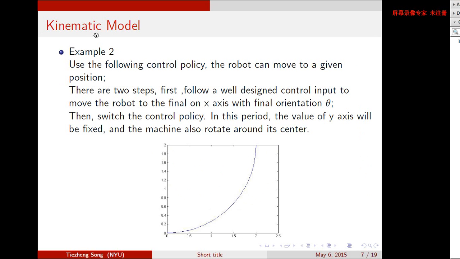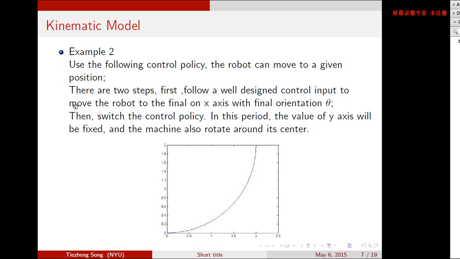There is another example about how to move this machine from the original point to the final configuration. In this case, the final position is (2, 2), and the final orientation is 19 degrees. In order to do it, one of the control policies is given as follows.